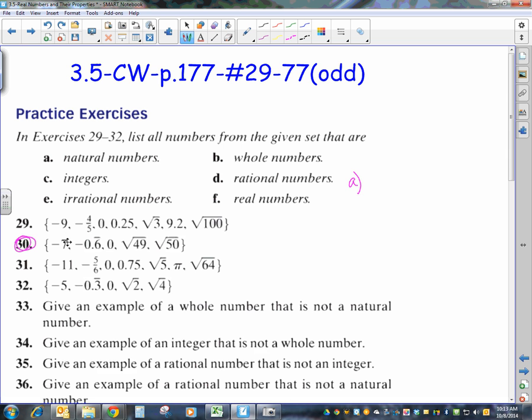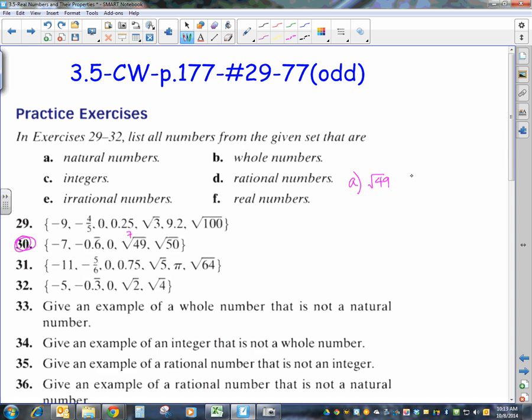Okay, that's not a natural number. If I look at square root of 49, you need to recognize that as 7. The square root of 50 is a decimal. So the only natural number that I have in this list is going to be, now I don't write 7, I write the number that's in the list. So I'm going to write the square root of 49.